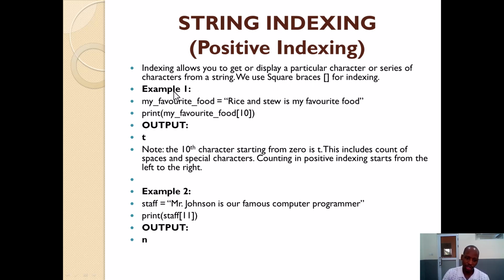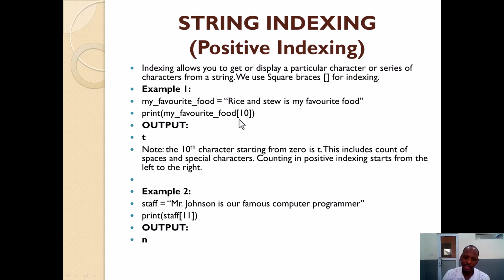Let's look at this first example here. We have this variable, my favorite food. Rice and stew is my favorite food. Print my favorite food, so we are printing it. Then we bring in this square bracket inside and we are indexing it to 10.